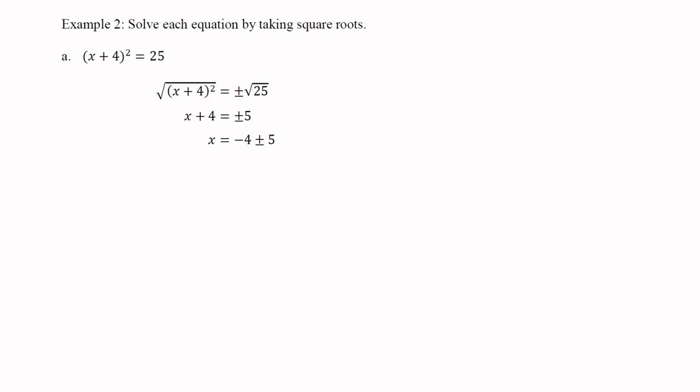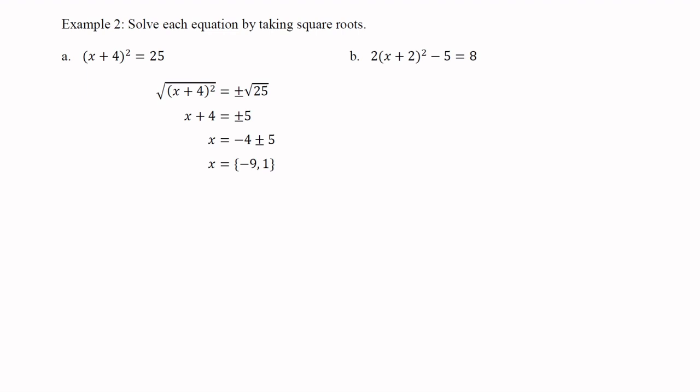But don't leave your answer this way, because we can do those two numbers fairly easily. You're going to do minus 4 plus 5 and minus 4 minus 5. And that's going to give us two solutions of negative 9 and 1, which you can write as a set. So this is our solution set, negative 9, 1.